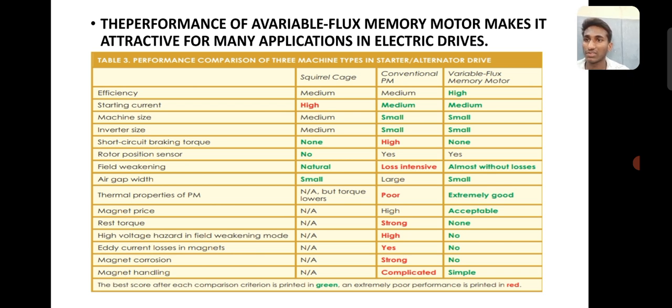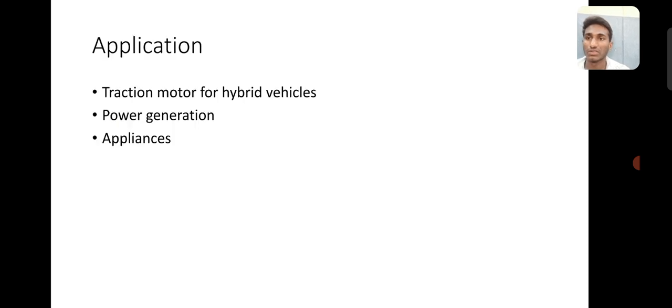You can see the performance of three different types of machines, in terms of stator and alternative drive efficiency, starting current, machine size, inverter size, and short circuit breaking. These are the parameters which define the efficiency of the three motors. Coming to the application part, these are used in traction motors for hybrid vehicles, power generators, and many household and industrial appliances.